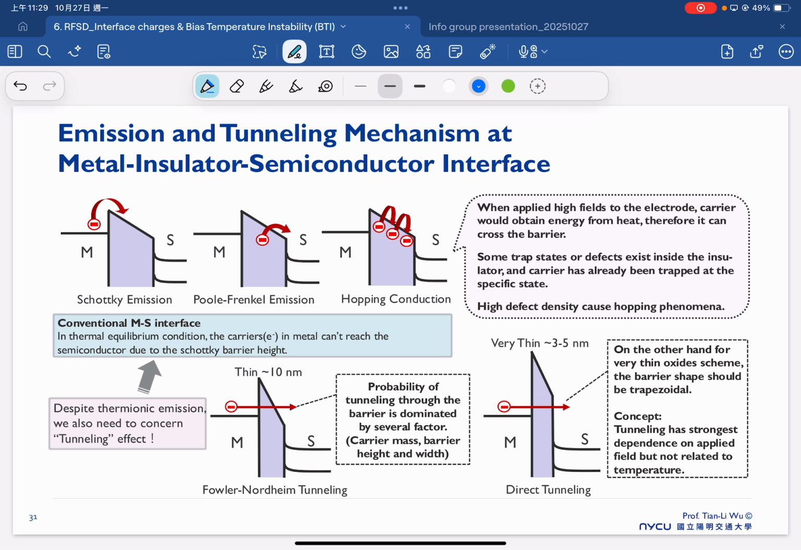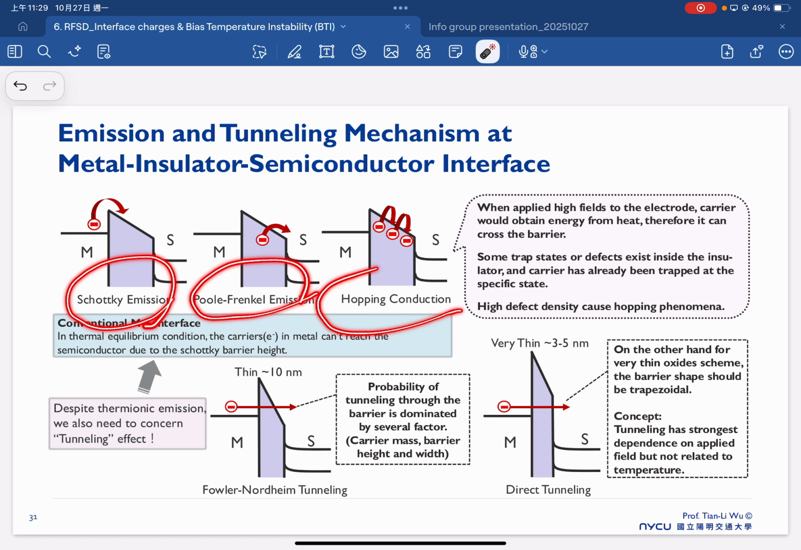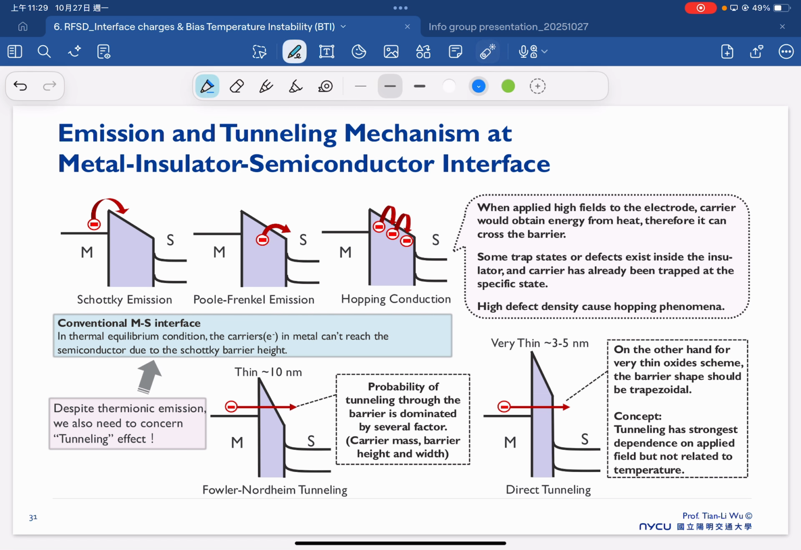In the end, I just want to illustrate several different mechanisms. We have Schottky emission, Poole-Frenkel hopping conduction, and we have direct tunneling, which happens in a very thin dielectric. Oh no, that's FN tunneling. That's in the case of around 10 nanometers, and when it's very thin, that's due to direct tunneling. This is just an example that you are welcome to revise. Just use your own words and your own figures to illustrate again.